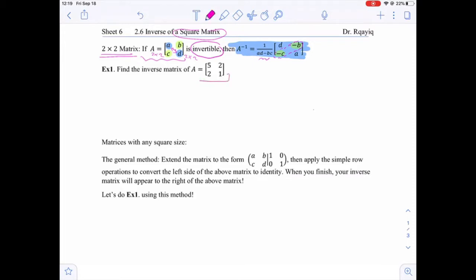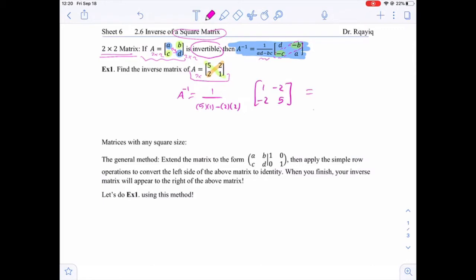For example, here we have a 2 by 2 matrix and we want to find the inverse. So we multiply the main diagonal, so A inverse is 1 over 5 times 1 minus, we multiply 2 by 2, the other diagonal. And for the matrix, we interchange the elements on the main diagonal. This is the main diagonal. 1 goes here and 5 goes here. And on the other diagonal, we change the sign. So this becomes -2 and this is -2.